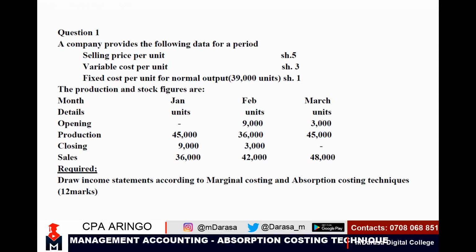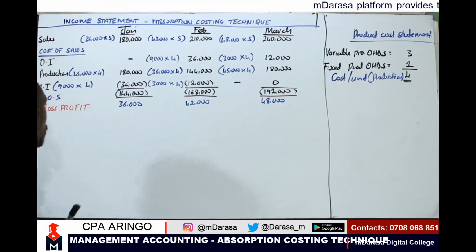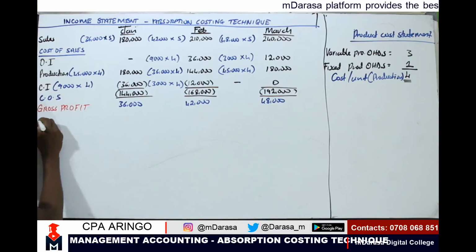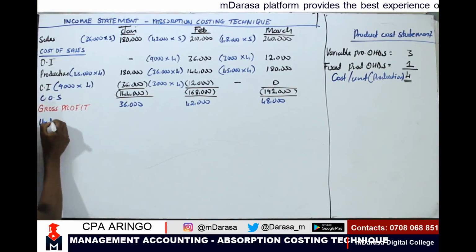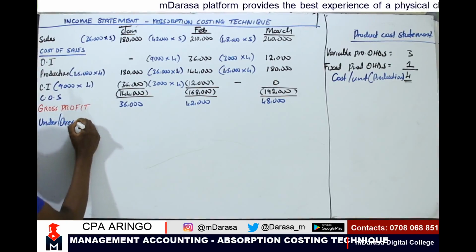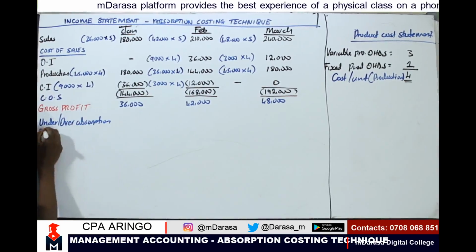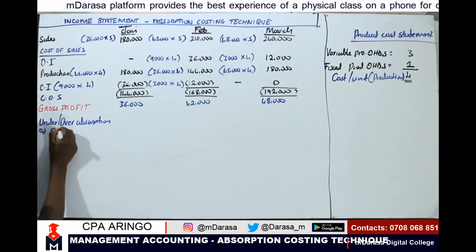So before our net profit, I know very well I'm going to consider either under or over absorption of overheads, OHDs.